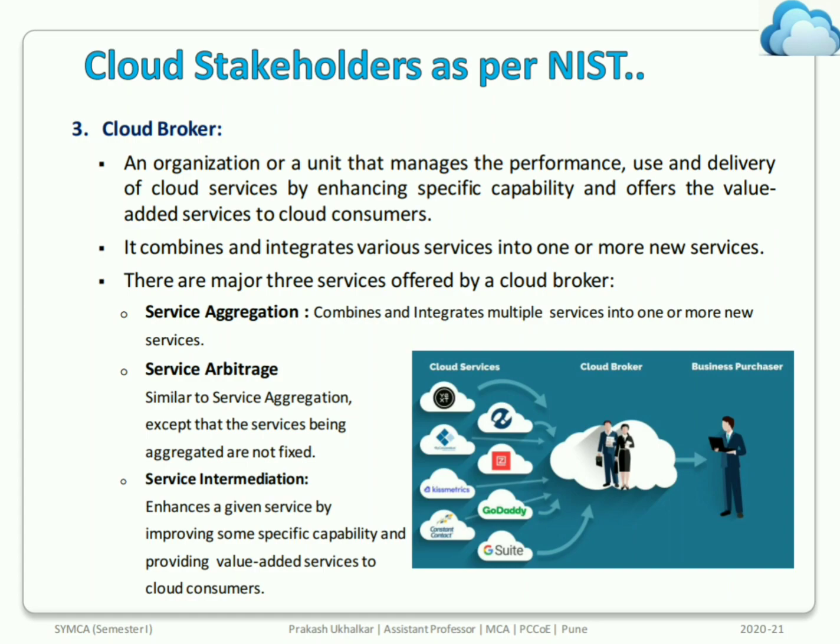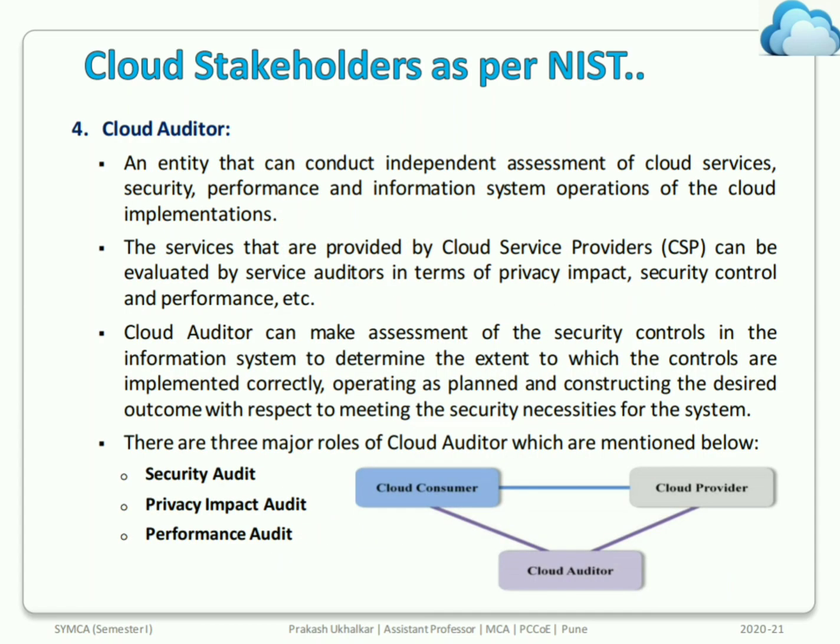There are three major services offered by a cloud broker. Service aggregation. It combines and integrates multiple services into one or more new services. Service arbitrage. It is similar to service aggregation except that the services being aggregated are not fixed. Service intermediation. It basically enhances a given service by improving some specific capability and providing value added services to cloud consumers.